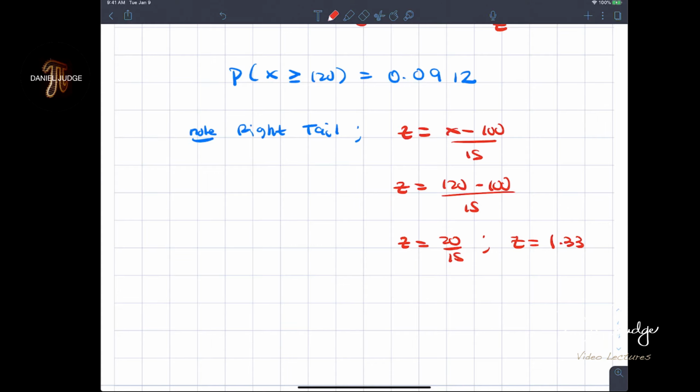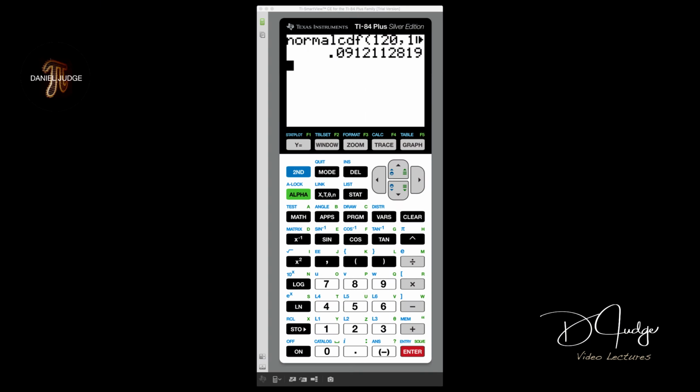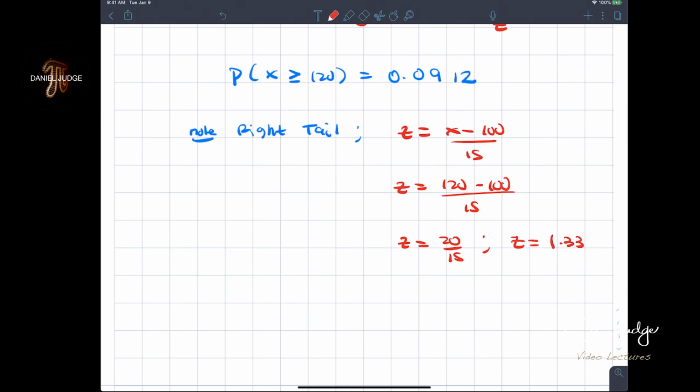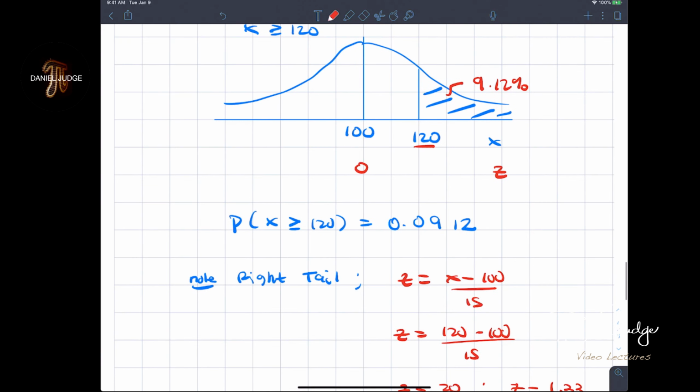So let's double check because I'm going to go to the TI. So you say, okay, 20 divided by 15 is 1.33. Sure enough. Okay, good. 1.33. So I have everything I need.